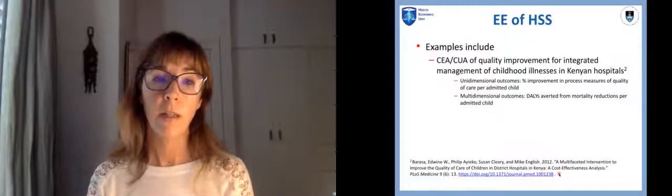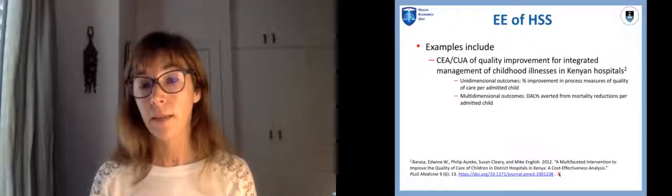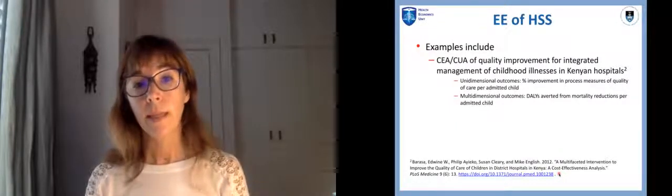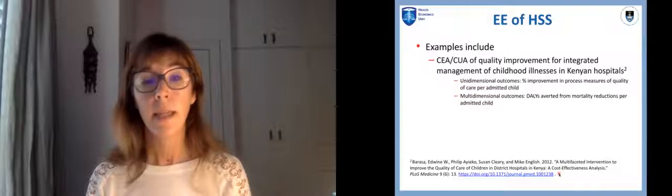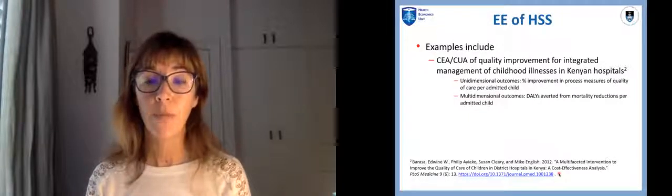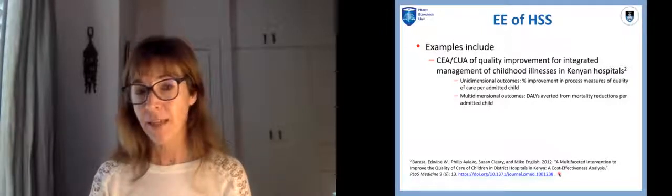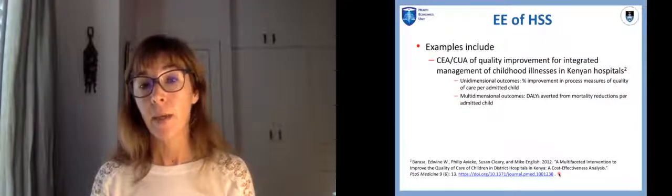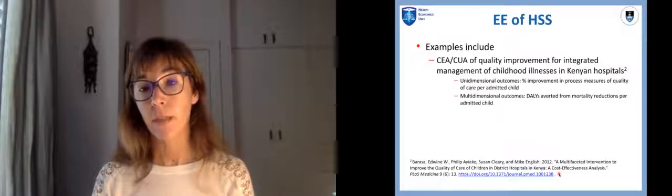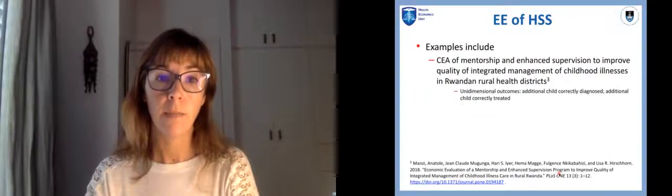The first is of a cost effectiveness or cost utility analysis of a quality improvement intervention for integrated management of childhood illnesses in Kenyan hospitals. And so what they did was they calculated a unidimensional outcome for the cost effectiveness analysis, expressed as a percentage improvement in process measures of quality of care per admitted child. So that was their unidimensional outcome. But they also estimated a multidimensional outcome, which was a modeled daily averted from mortality reductions per admitted child. So that's how they overcame their challenge.